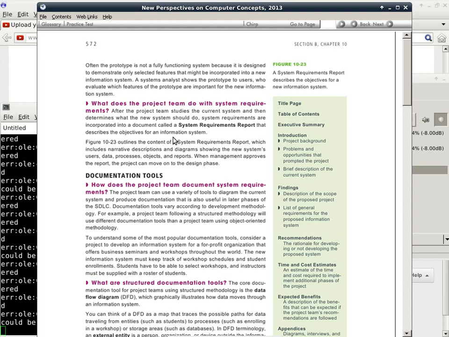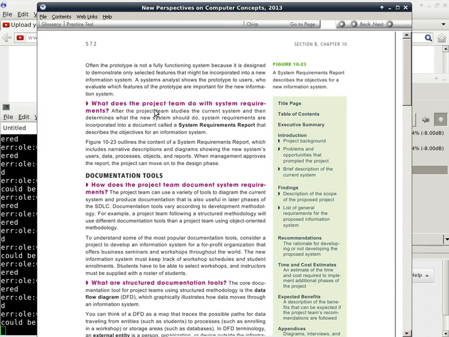Because this is not technical. A lot of times the system requirements report is not quote unquote technical. It just basically states what is required of the new information system. It doesn't say how to get it. It doesn't say exactly the numbers, but it just says okay, it has to fulfill these requirements.